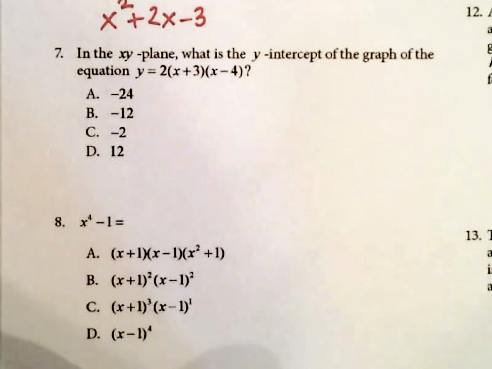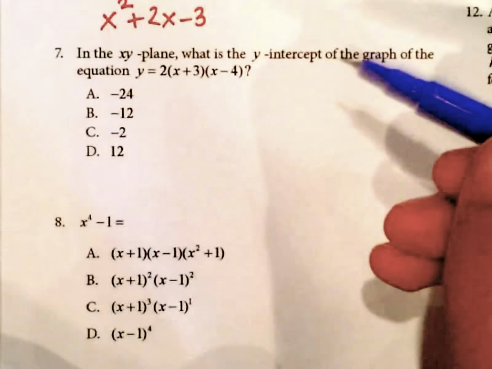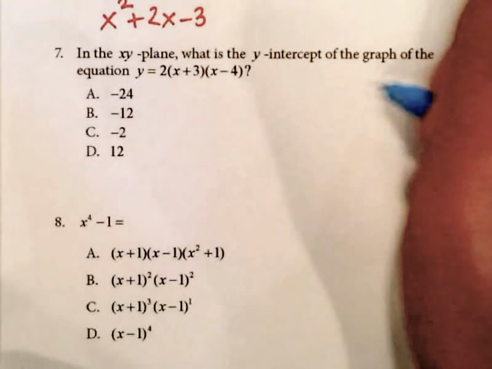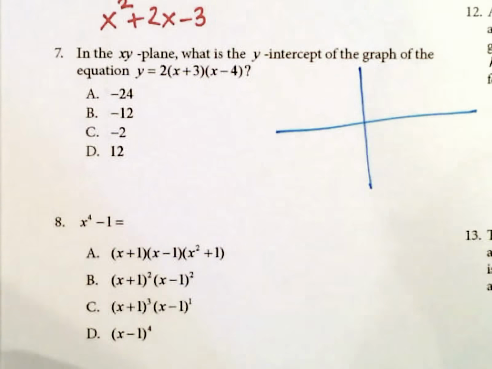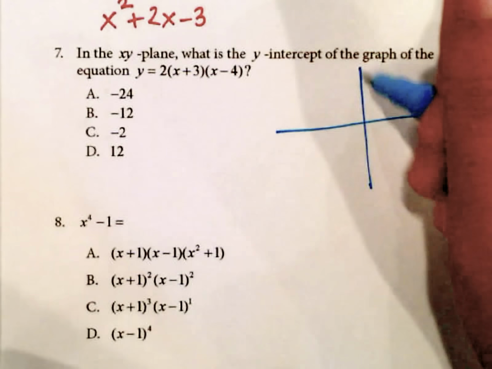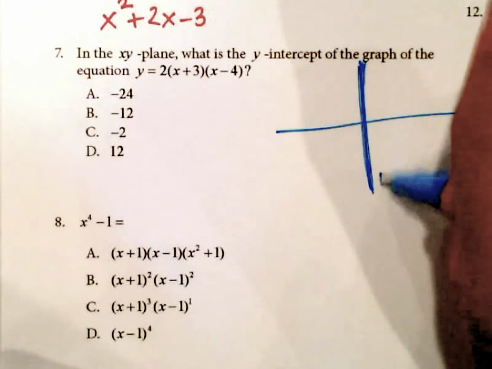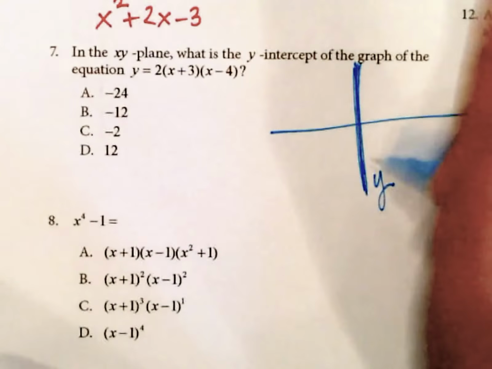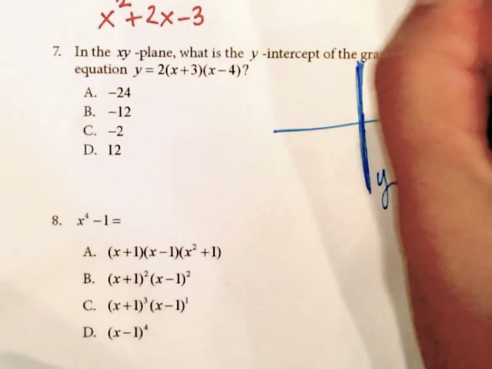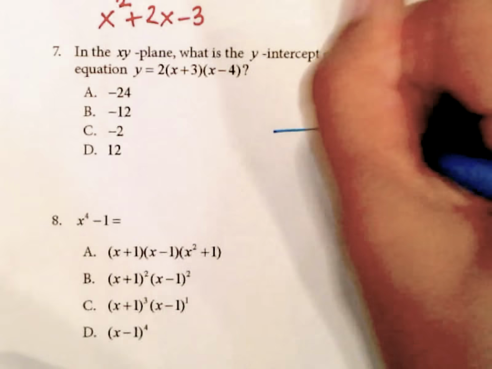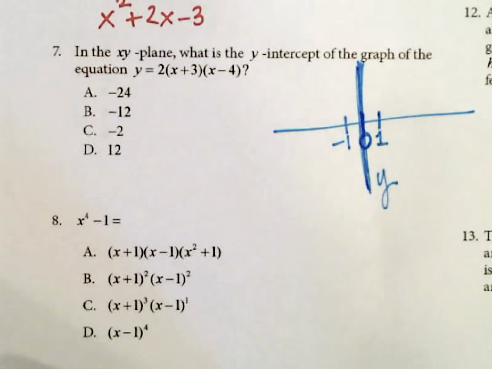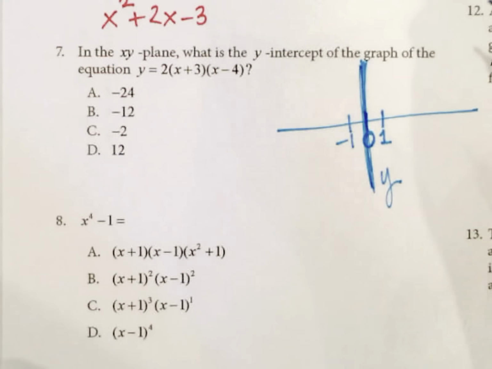Okay, so in the xy plane, the y-intercept of the graph of the equation. Okay, so the y-intercept, quick sketch here. If we have a graph and we want the y-intercept, that's where it's crossing the y-axis, right? What is the value of x when it's crossing the y-axis? Here's 1, here's -1. So the value of x on the y-axis is 0. So that tells us that if we want to find the y-intercept, that's going to occur where x is 0.